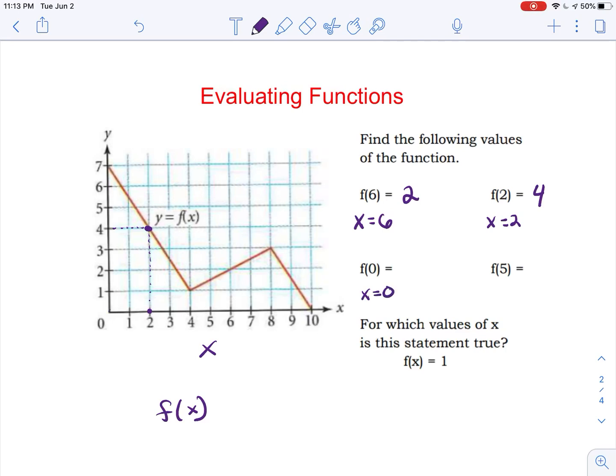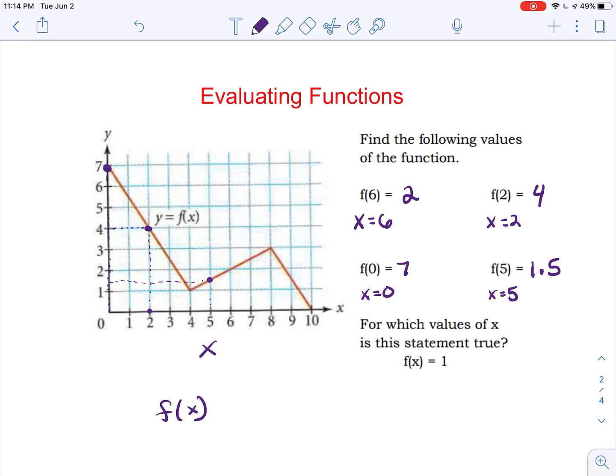What about f of 0? We're looking where x is equal to 0. That's right here on my y-axis. So I go up to where my graph is, and we get 7. And f of 5 is asking where x is equal to 5. Well, we're going to have to make an estimation here, okay? But we can estimate that's approximately halfway between 1 and 2, which is about 1.5, okay?